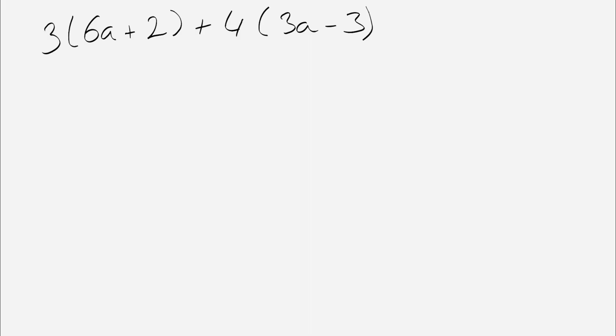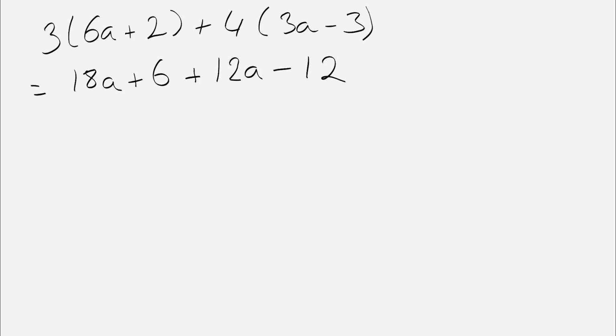So here's the expression again. 3 times 6a plus 2 plus 4 times 3a minus 3. The first thing we're going to do is our multiplication, so multiplying into the bracket here. 3 by 6a, that's going to be 18a. And then the 3 by the plus 2, plus 6, plus 4 by 3a, that's going to be 12a. And the 4 by the minus 3 is minus 12. So that's the multiplication done.